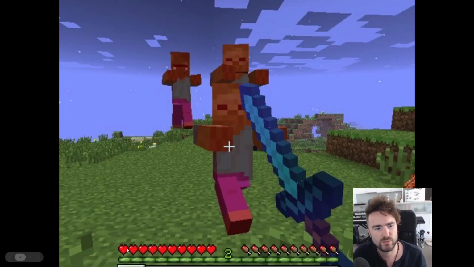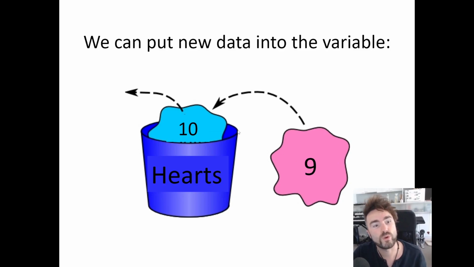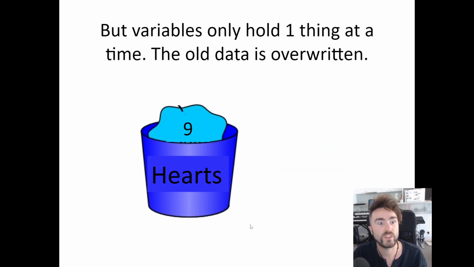And we could use this variable to keep track of a game of Minecraft. We have 10 hearts, but what happens if we take 1 point of damage? Well, we replace the old data with a new piece of data. The old data is lost because the variable can only hold one piece of information.